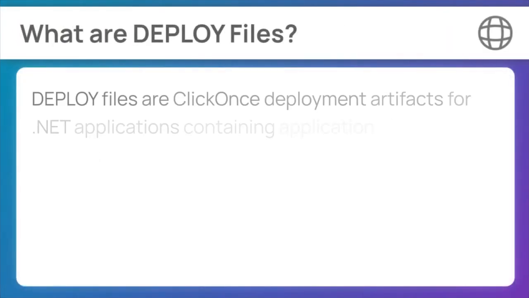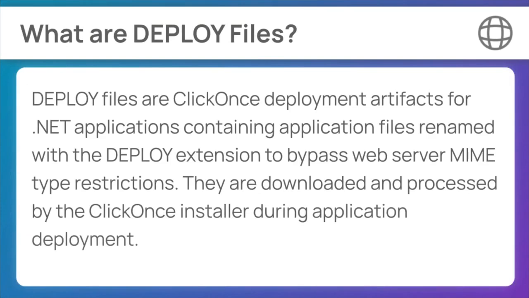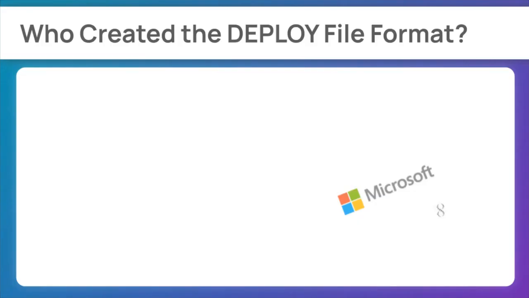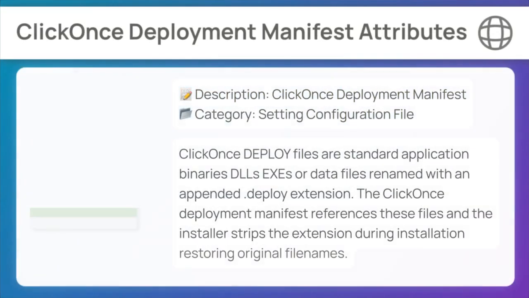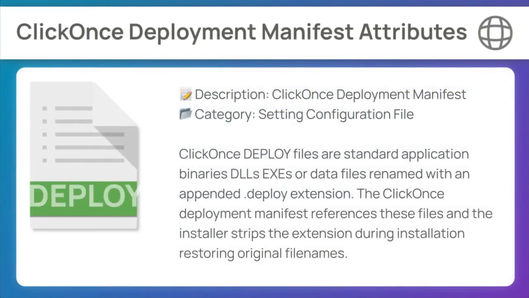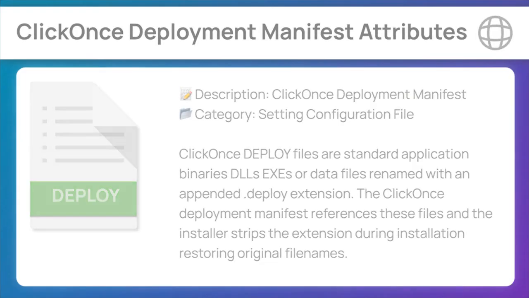Deploy files are ClickOnce deployment artifacts for .NET applications containing application files renamed with the deploy extension to bypass web server MIME type restrictions. They are downloaded and processed by the ClickOnce installer during application deployment. ClickOnce deploy files are standard application binaries, DLLs, EXEs, or data files renamed with an appended deploy extension. The ClickOnce deployment manifest references these files, and the installer strips the extension during installation, restoring original file names.